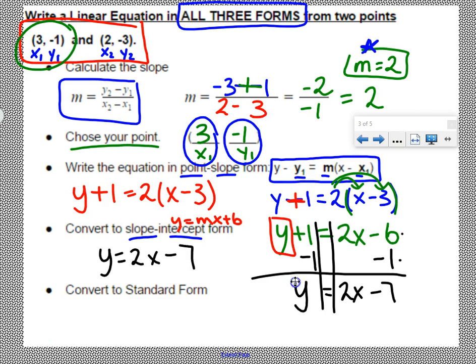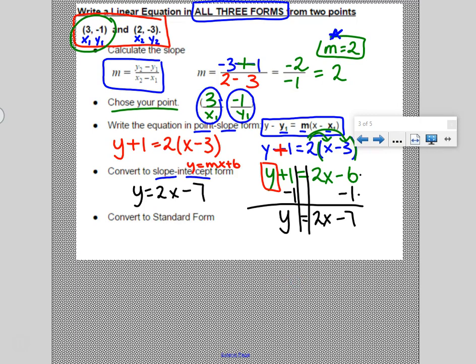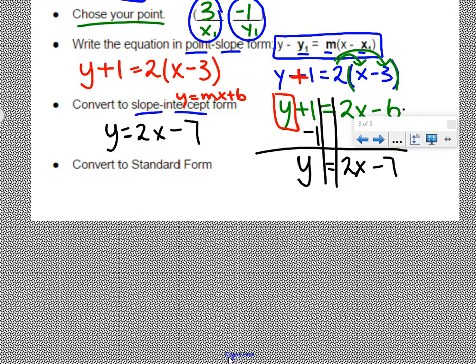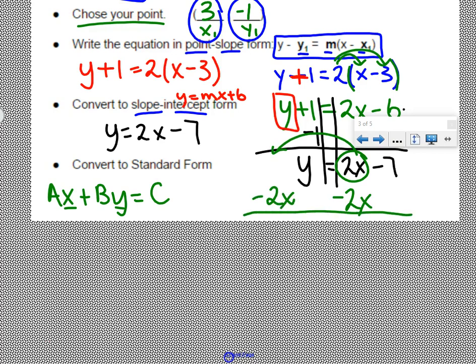Last piece we need is to convert to standard form. Standard form, if you remember from our vocab page, ax plus by equals c. Now the key with this one is x and y are on the same side. So when we convert, we want to move this 2x over onto the side with y. So we're going to do minus 2x on both sides, because the opposite of this positive 2x is minus.